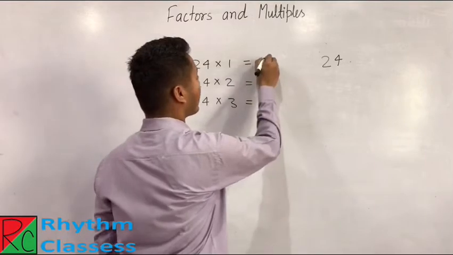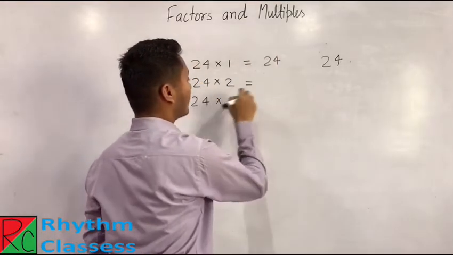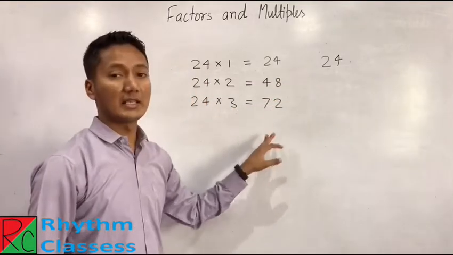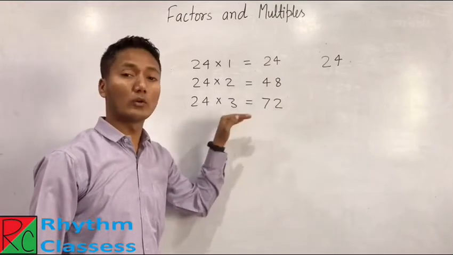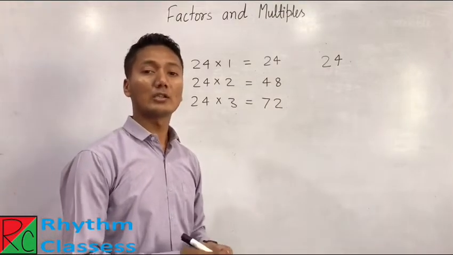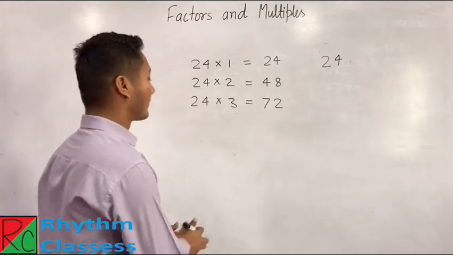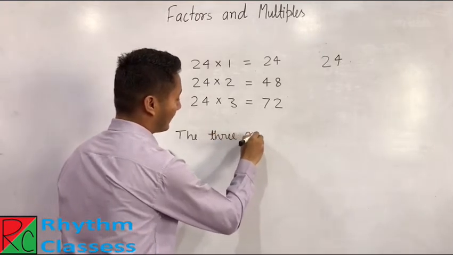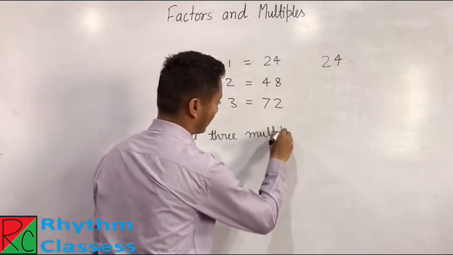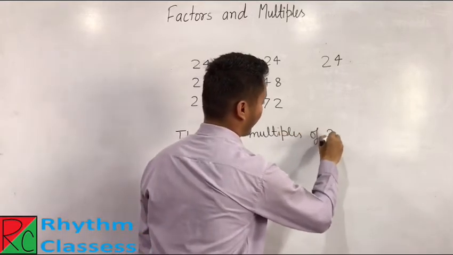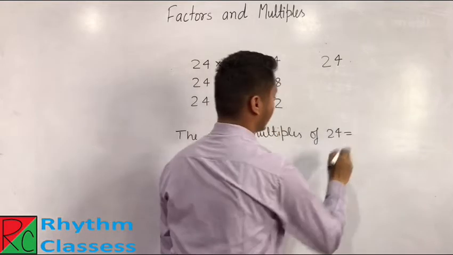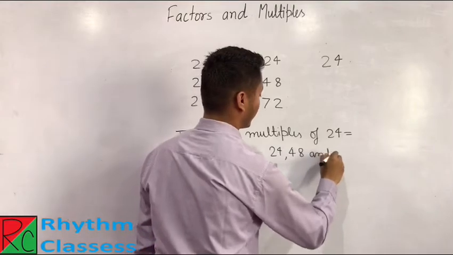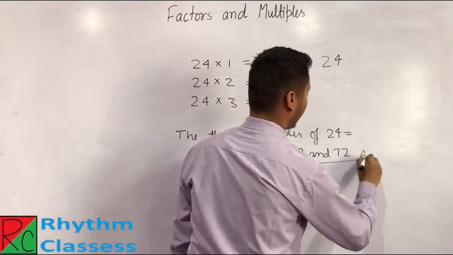So 24 into 1 becomes 24, 24 into 2 becomes 48, 24 into 3 becomes 72. From here we can say we have 3 multiples of 24. We can go on like this and we will get lots of multiples of 24. From here we can say the 3 multiples of 24 equal 24, 48 and 72. This will be our answer.